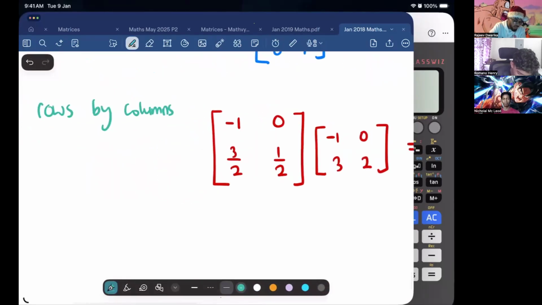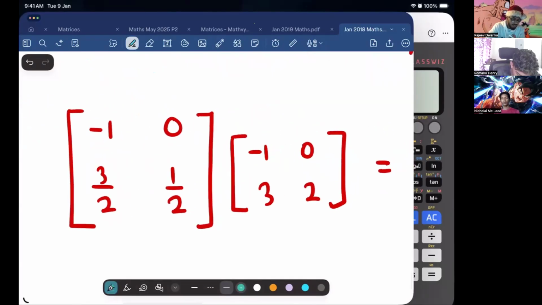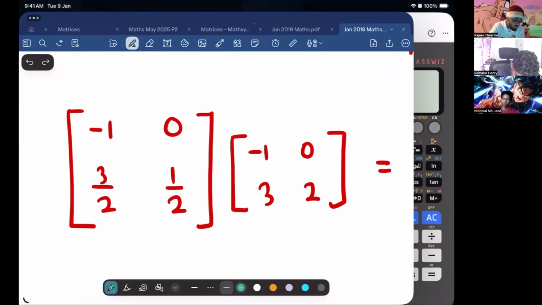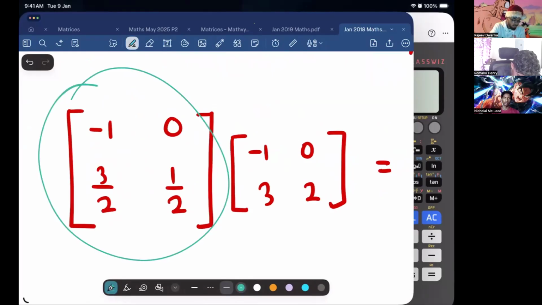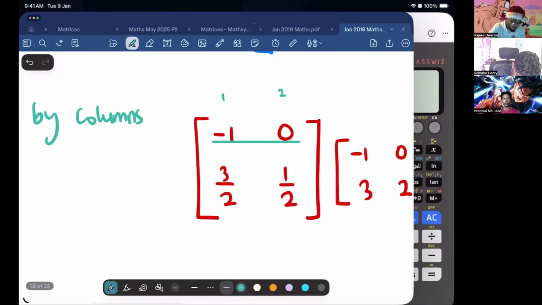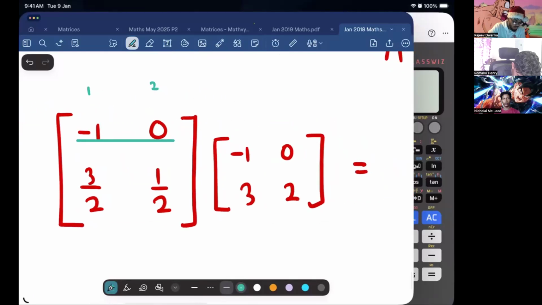So again, guys, when you do matrix multiplication, it's the rows by the columns. Can you tell me what the first row is over here? What are the elements in the first row? -1, 0. Right, this is the first row. What is the first element here? -1. What's the second element? 0. Okay, and again, it's row by columns. So you have this row here, and you're going to multiply it by this column.